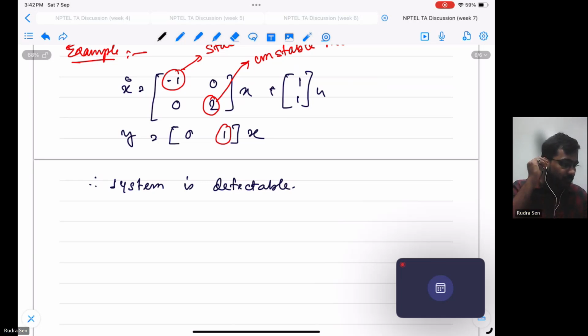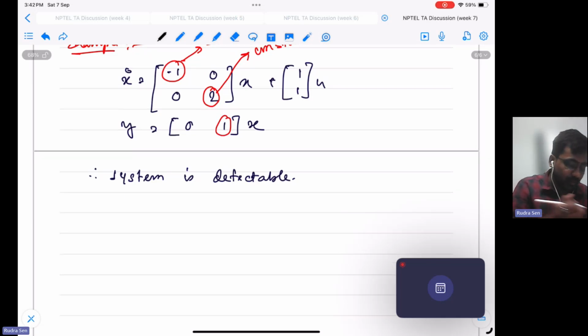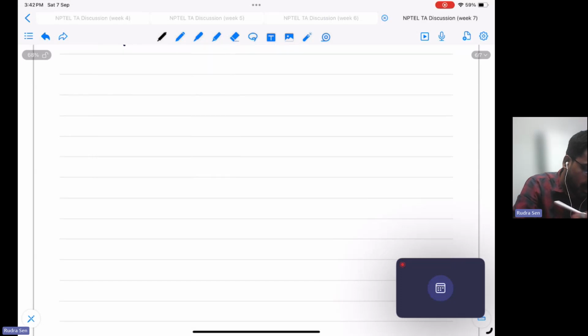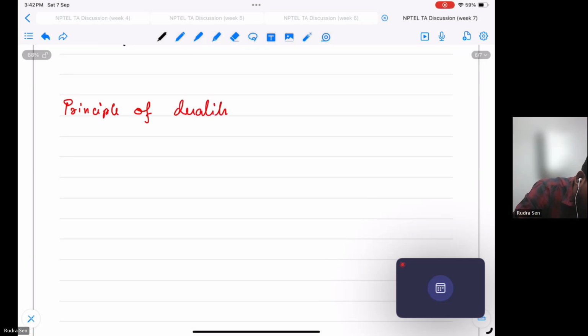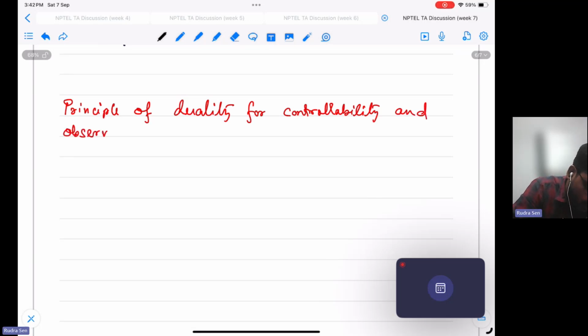Now move to the next segment, which is pole placement. Before moving to the next segment, there is a duality principle. So let's talk about the principle of duality for controllability and observability.